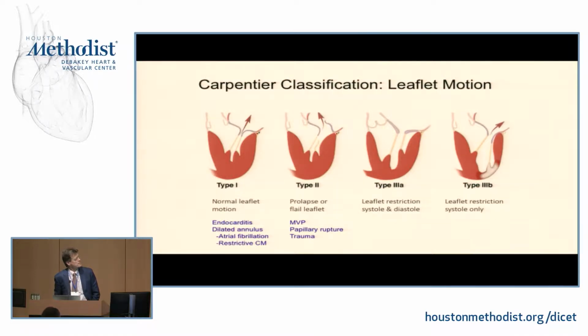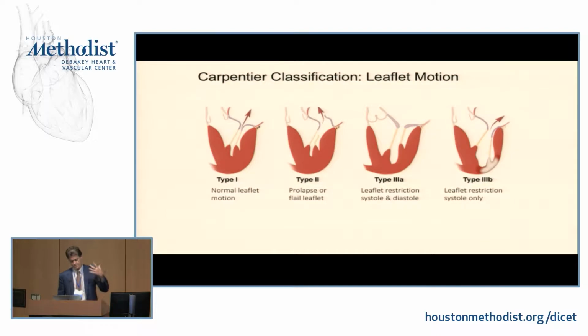Type 2, prolapse, could be papillary muscle rupture in an acute MI, or could even be trauma. We had a guy in our clinic the other day who got kicked in the chest by a horse. He didn't know you're not supposed to walk behind the horse, and he's got a flail leaflet. And then type 3A: rheumatic, lupus, or any other collagen vascular disease or inflammatory condition. There's a whole host of them. Radiation, drugs. Then 3B is usually a dilated cardiomyopathy or an ischemic cardiomyopathy.